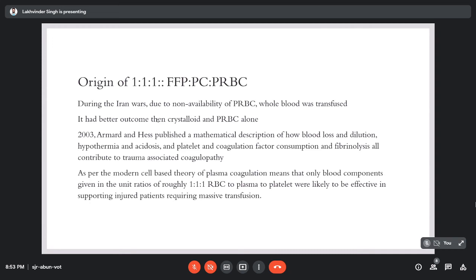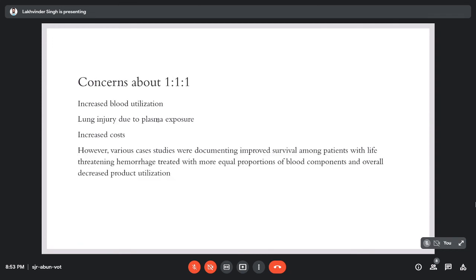If you combine all the blood components, it will have a good outcome. And they found yes, it has a good outcome. I'm reading the last line. As per the modern cell-based theory of plasma coagulation, only blood components given in the unit ratio of roughly 1:1:1 RBC to plasma to platelet were likely to be effective in supporting injured patients requiring massive transfusion.